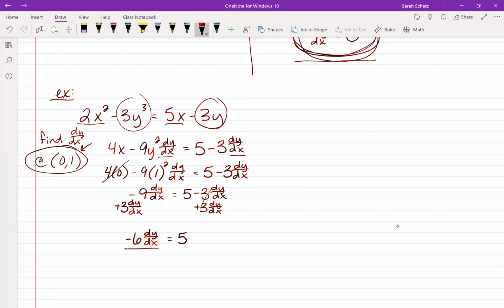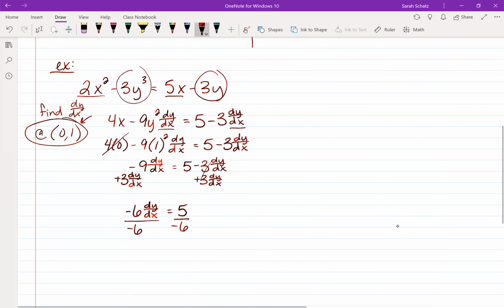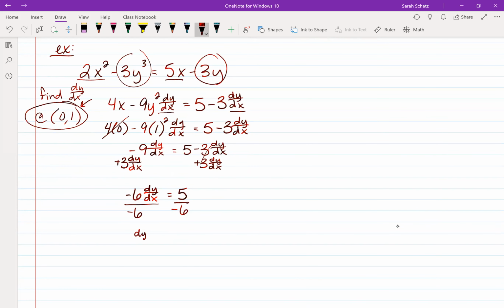So now to isolate dy dx, we just divide both sides by negative 6 and get dy dx equals just negative 5/6. You guys, this is the slope of the tangent line on this function at this point 0, 1.